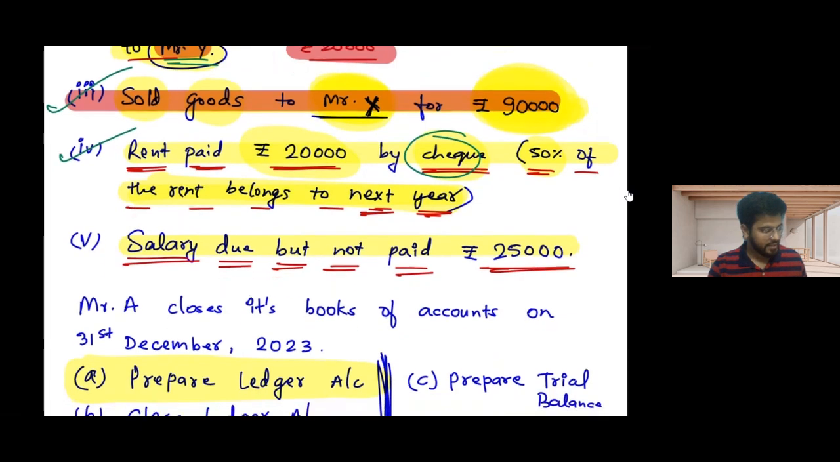And lastly, salary due but not paid, that is salary expense account debited rupees 25,000 to outstanding salary. Why outstanding salary and why not cash or bank? Because it is not paid yet. When it will be paid, then only cash and bank account will be debited. So those are the very, very basic concepts which we have learned all across the topics till now.